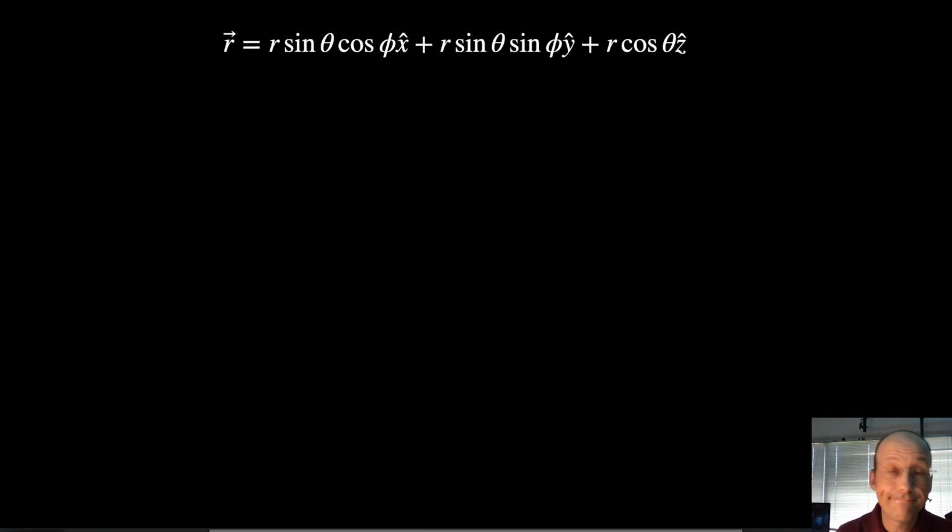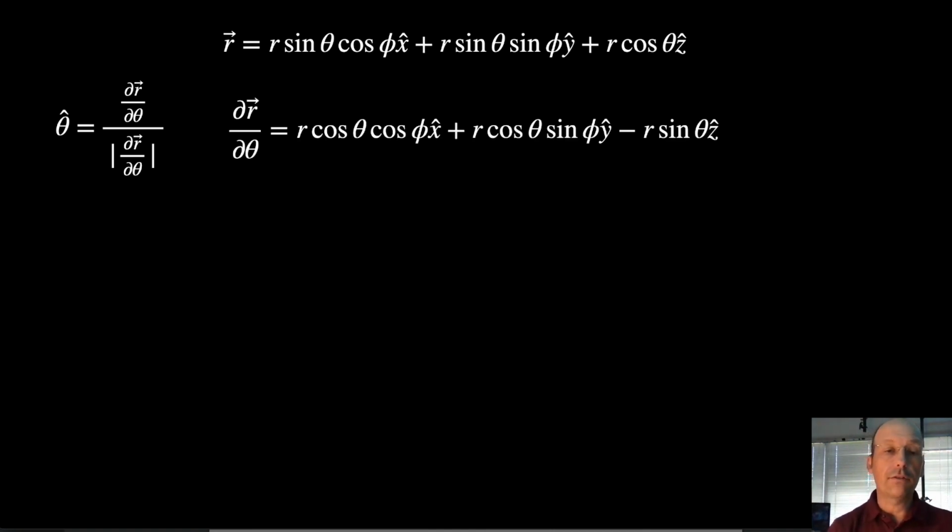Okay, so here's my r vector again. We're going to find theta-hat. So the partial of r with respect to theta divided by the magnitude of the partial of r with respect to theta. The partial of r with respect to theta: here's a sine theta term, and the derivative of sine theta with respect to theta is cosine theta, and the derivative of sine theta right here is cosine theta, and then the derivative of cosine theta is negative sine theta, so I get that.